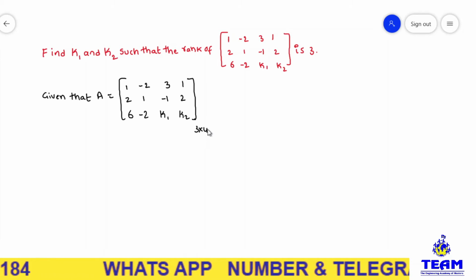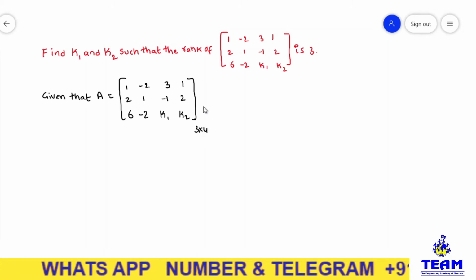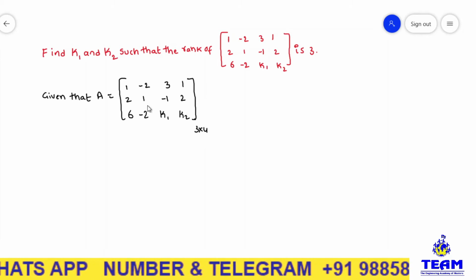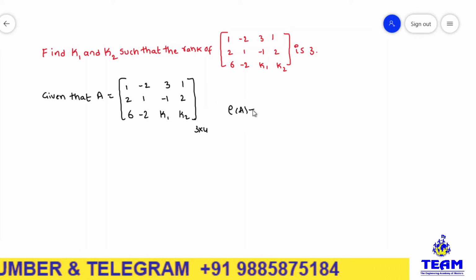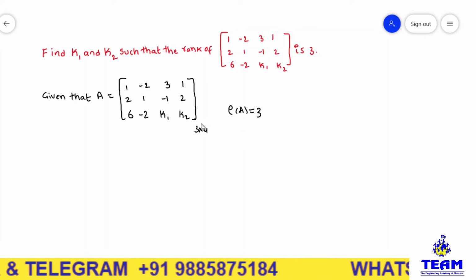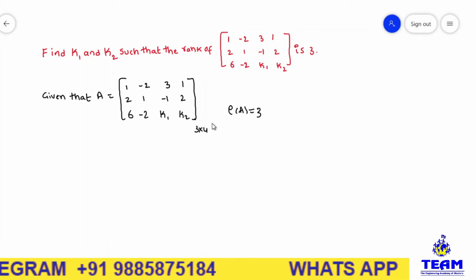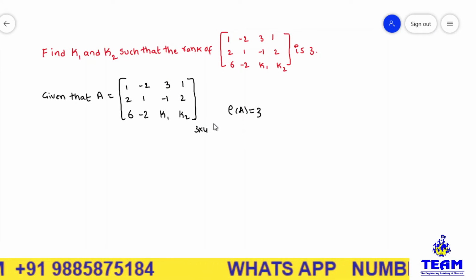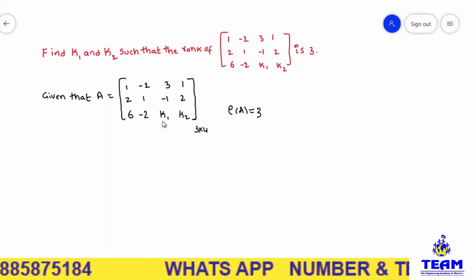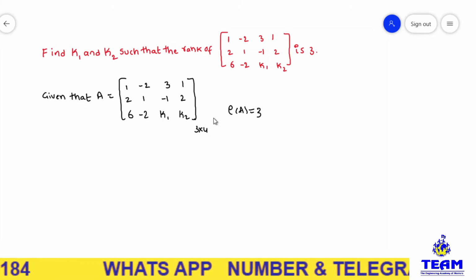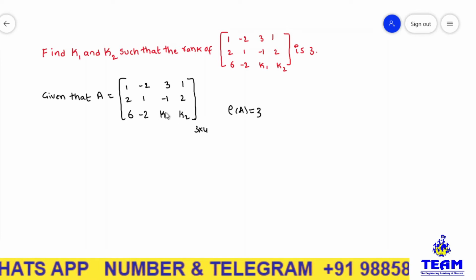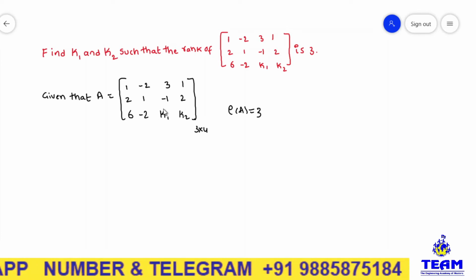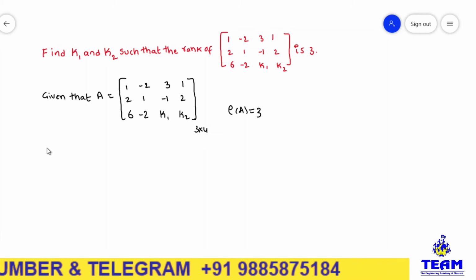Now we have to find the rank of the matrix in general, but here they have already given that the rank of A is equal to 3. Rank of A equal to 3 means, from the echelon form, we can say the number of non-zero rows is equal to 3. So to find the unknown values K1 and K2, I am applying elementary row operations.